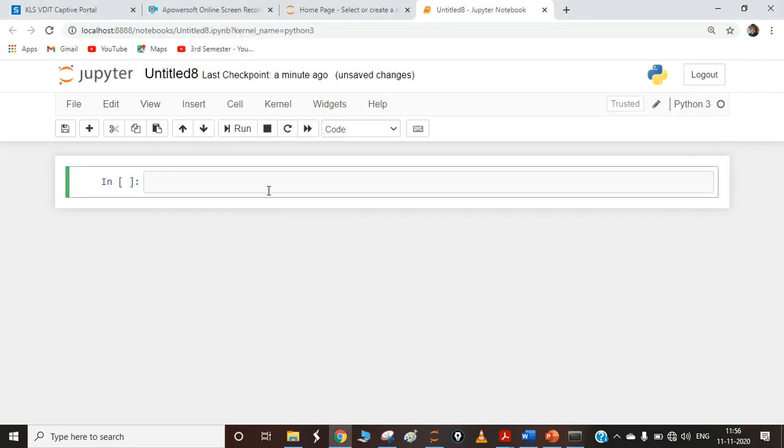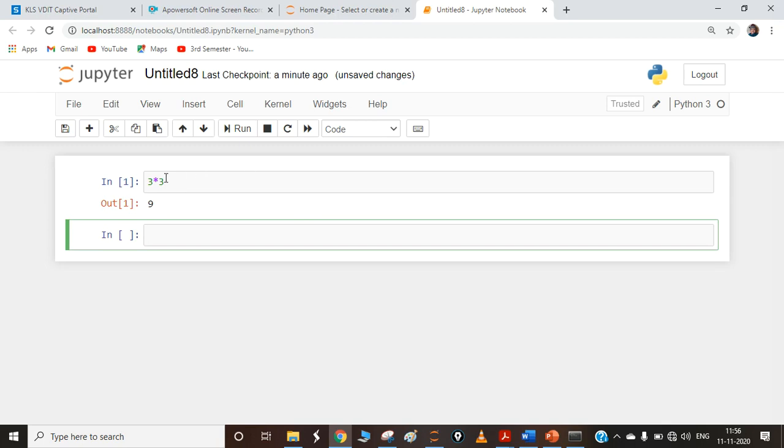Similarly here in the Jupyter notebook, 3 into 3. After typing the expression, we are supposed to press shift enter in order to get the output. This is what we call a cell. In a cell we are supposed to write the instructions, and the corresponding output will be given by the interpreter. As we know, Python runs in interpretive mode. That means statements are going to execute one after another.